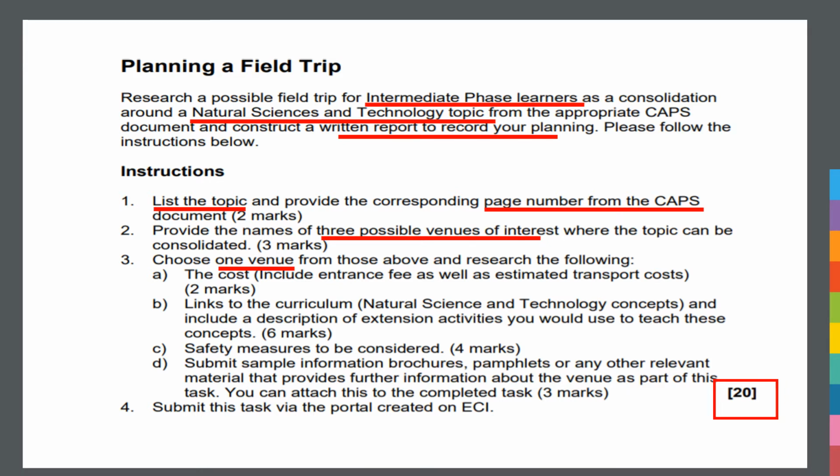Point number 3, choose one venue that you have already listed in point number 2. So from the 3 that you've listed for question 2, pick one from there for question 3 and then do the following. Work out the cost, so include the entrance fee as well as an estimated transport cost for your learners. If you are physically taking them on this trip to the venue, remember there are also costs that can be incurred if this is done as a virtual tour.